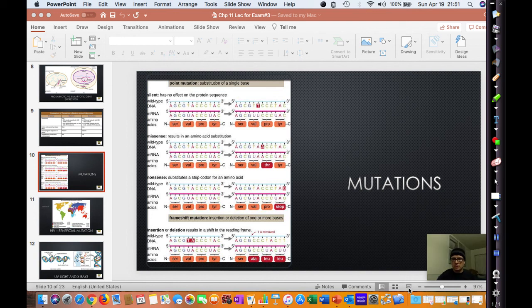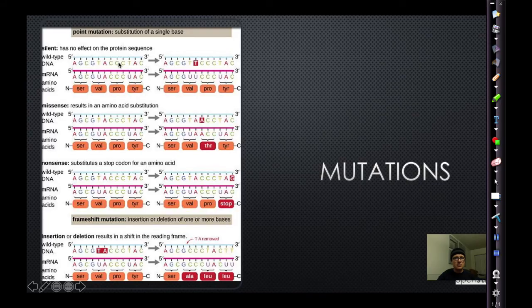Okay, so we talked about mutations in class, and I wanted you to remember that a point mutation, also called a base substitution, is when you change a single base in the DNA, or you can have an insertion or deletion where you add or delete a single base in the DNA. So for DNA, you can either have a point mutation, or a base substitution, or you can have an insertion or deletion.